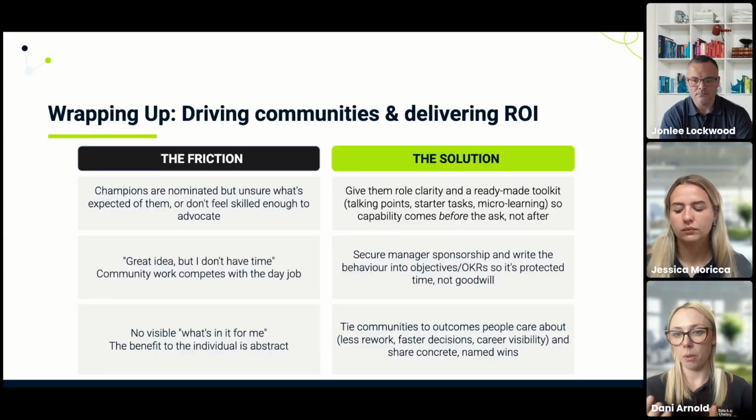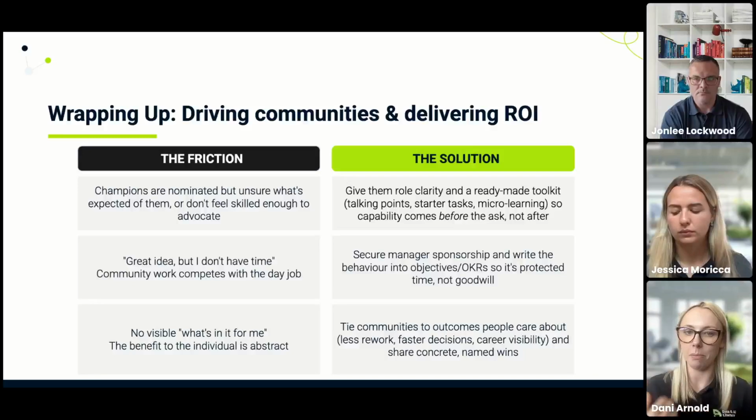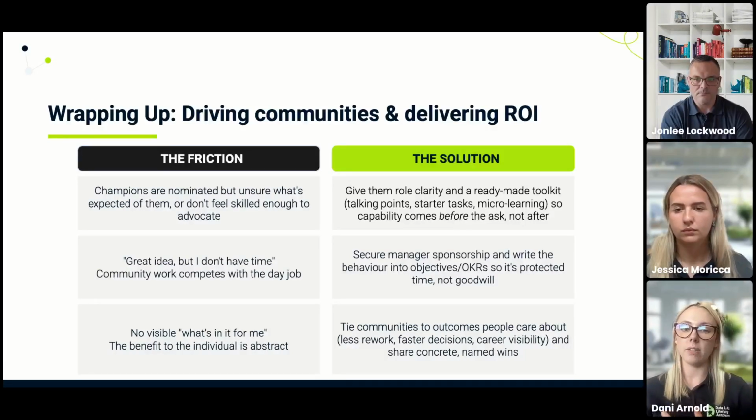And then the last part, which I think links to that, if you go from an objective OKR perspective, is: what's in it for me? I've got all these things to do. Why am I going to turn up? And that's evidencing that communities do bring value to what they care about.